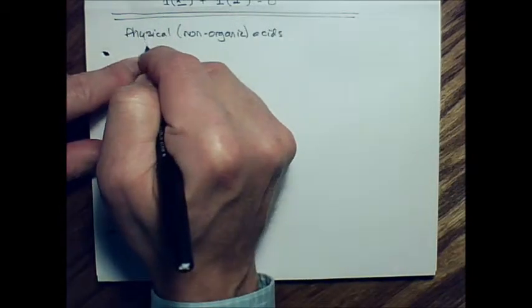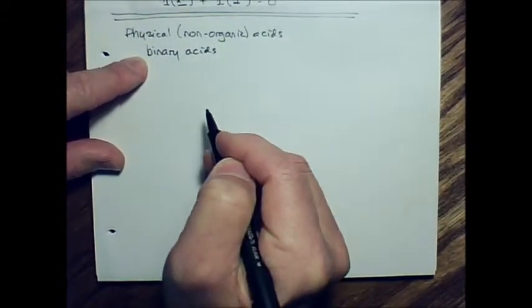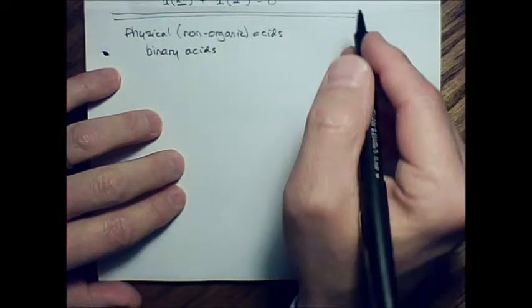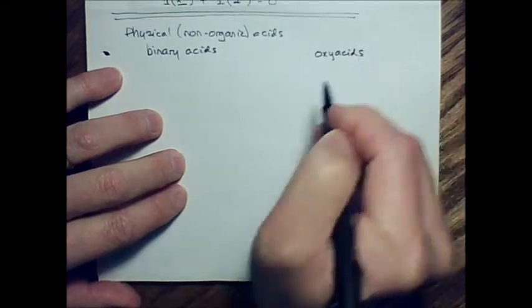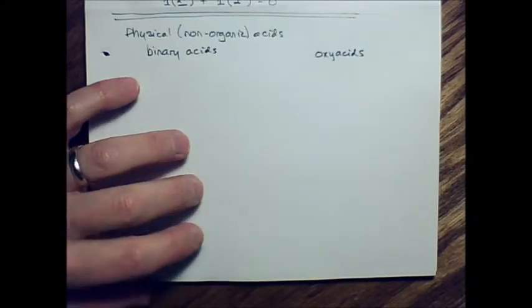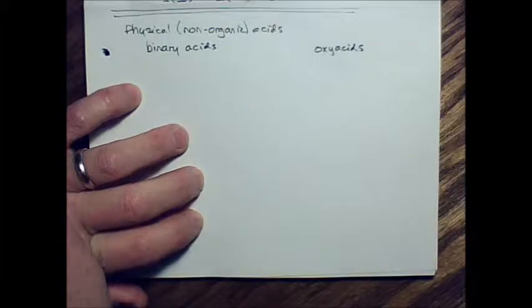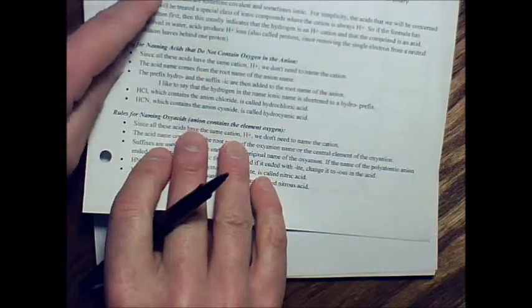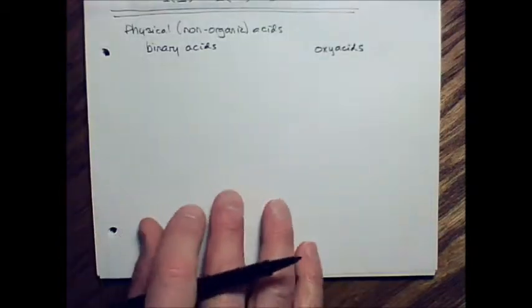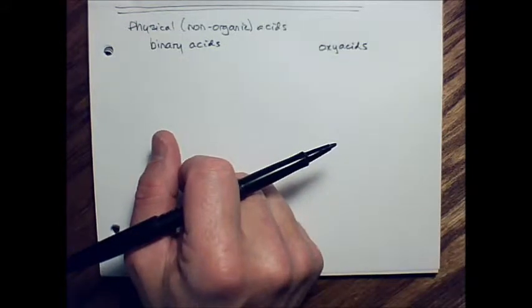We have the binary acids, and we have the oxy acids. Now, binary means you have two elements, not necessarily just two atoms. Okay, that's the definition I gave you earlier. If I'm not mistaken, it's also on this sheet. Binary means two elements, not necessarily just two atoms.